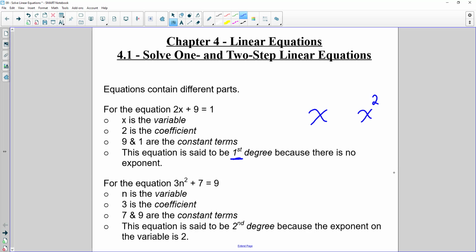If we look at the second equation and name the parts, we can see n is our variable in this case. That's the unknown. The coefficient of n is 3. That's what we're multiplying the variable by. And 7 and 9 are our constants. In this case, it's a second degree equation because the exponent is 2. So basically, the degree of the equation always matches up with what the exponent is.